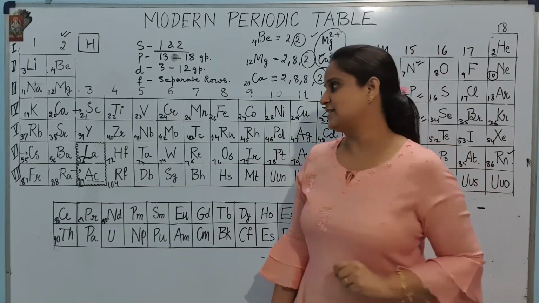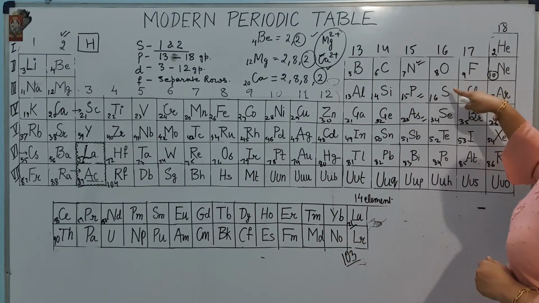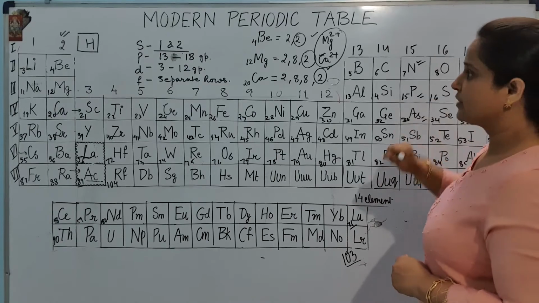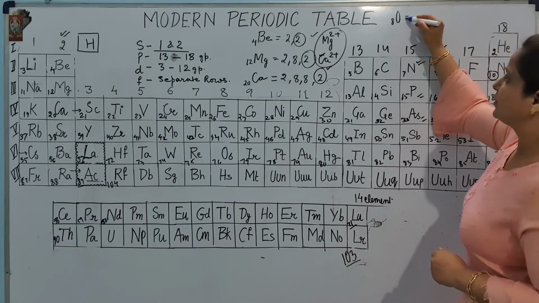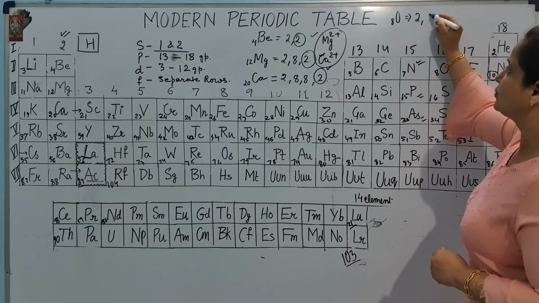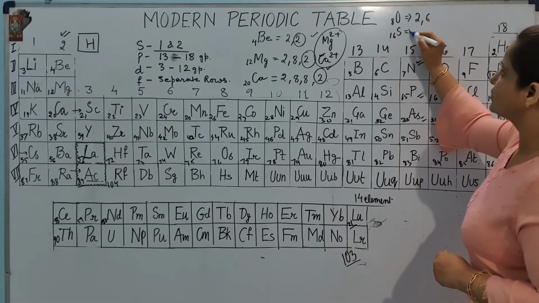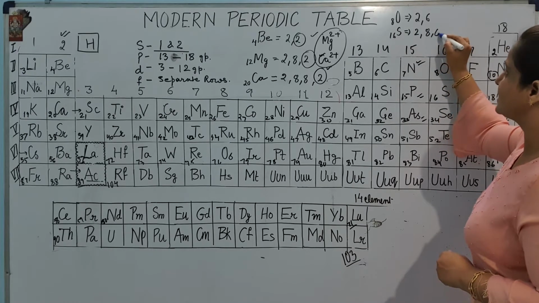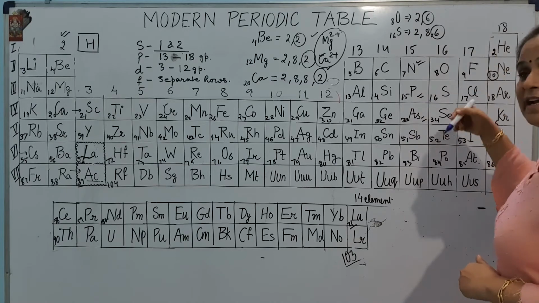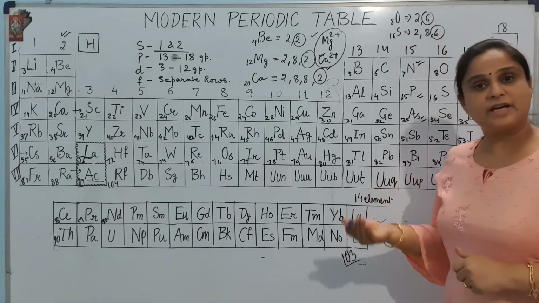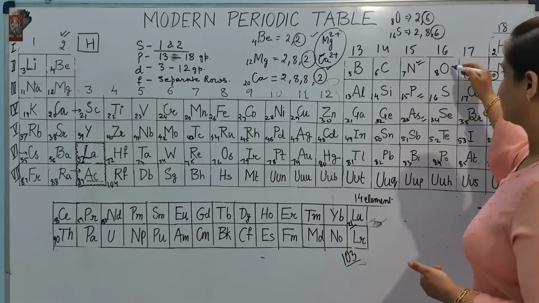So let's take one more example: oxygen and sulfur. Oxygen is 8 and the configuration is 2, 6. Sulfur is 16 and the configuration is 2, 8, 6. Now oxygen and sulfur both have 6 electrons in the outermost shell. Just because they have 6 electrons in the outermost shell, they are kept in the same group.